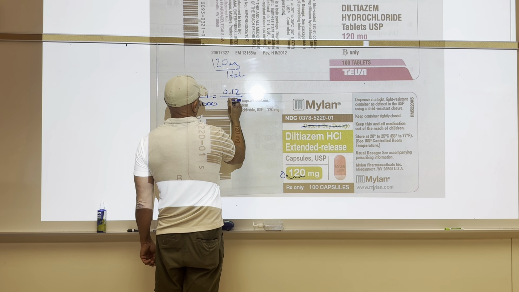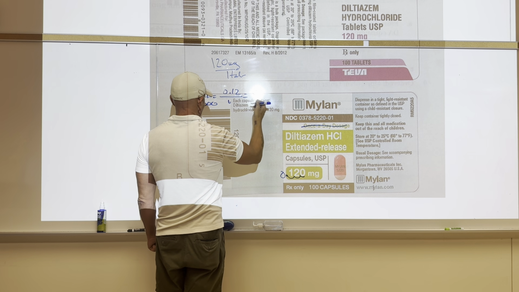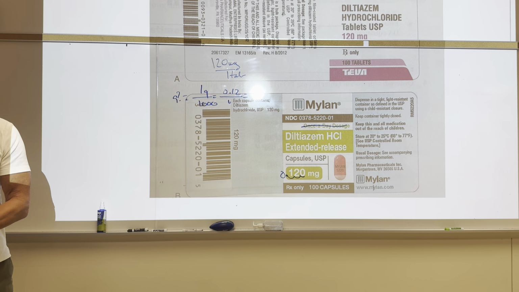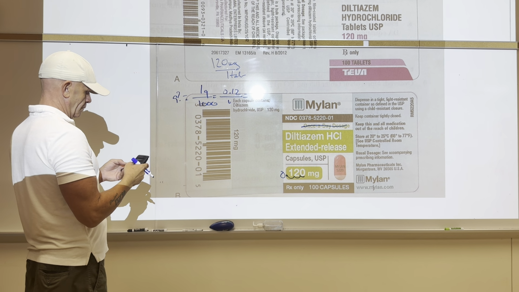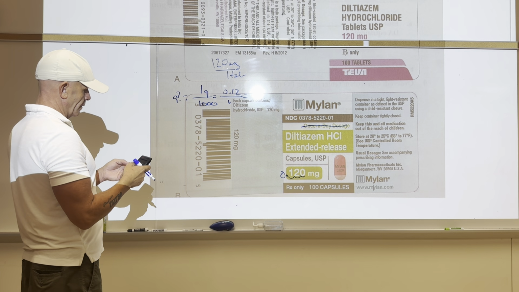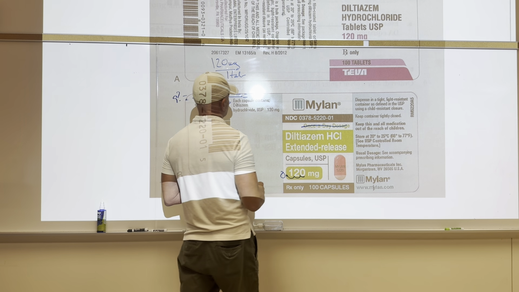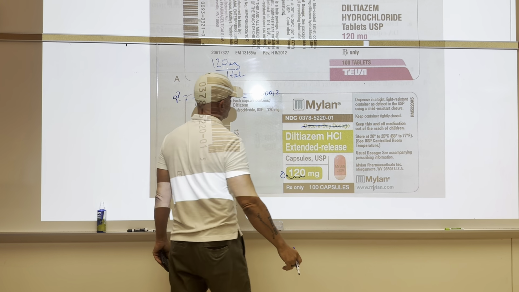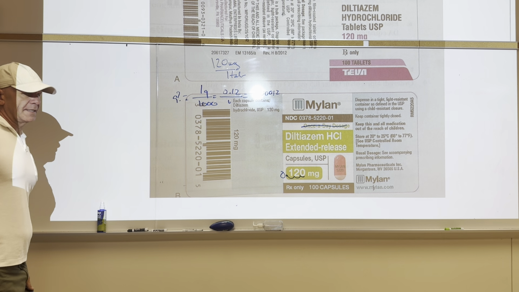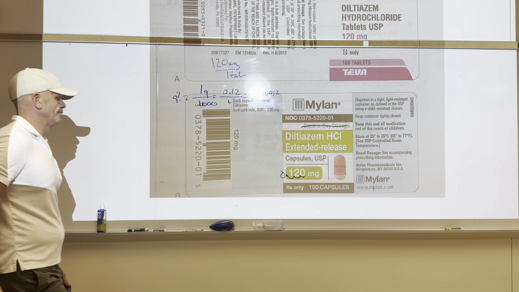So 1 gram equals 1,000, we got 0.12 grams over X. So 0.12 divided by 1,000. Now, you're going to get this number. Does that make sense? No, it doesn't make sense. So what are you going to do?